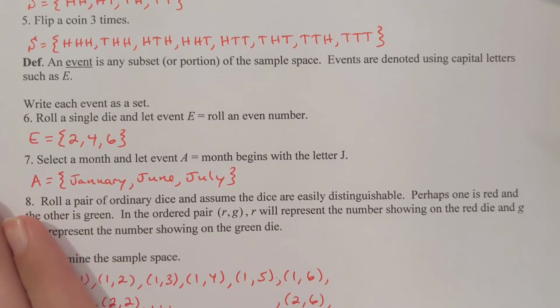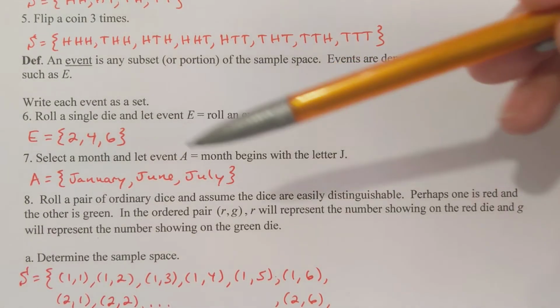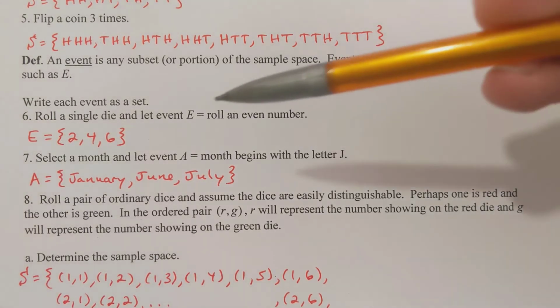An event is any subset or portion of the sample space. A subset is a set, by the way. So just like with a sample space, I need to use set bracket notation whenever I list an event. And a subset is a portion of a set. Events are denoted by using capital letters such as event E.